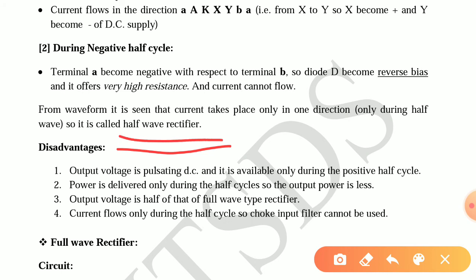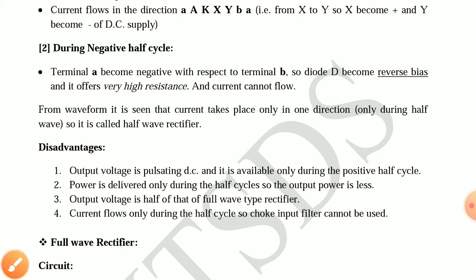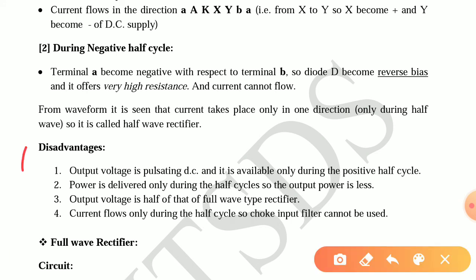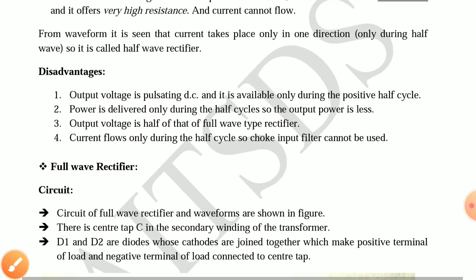Now we discuss a few disadvantages of the half wave rectifier. So what are the disadvantages? The first disadvantage is that the output voltage is pulsating DC. Now what is the meaning of pulsating DC? As we know, DC is straightforward, but here the output is like that. So some AC component is also present. So the output of the rectifier is pulsating DC.